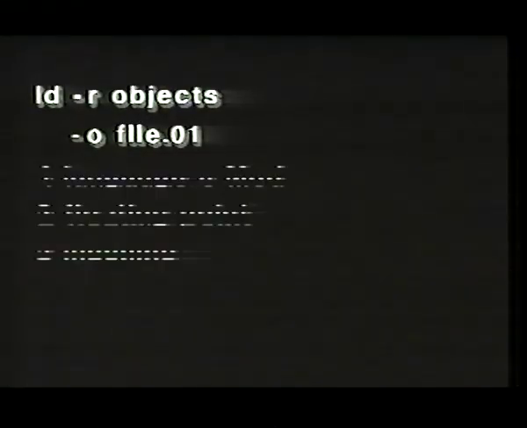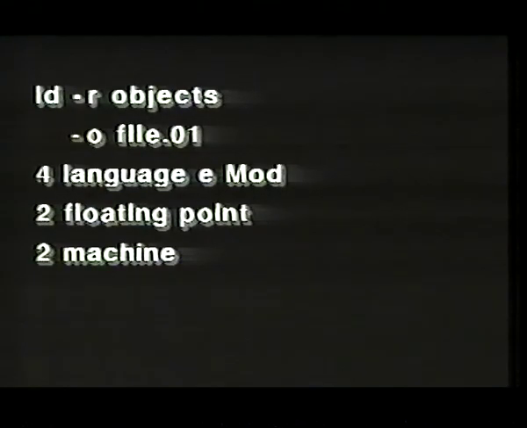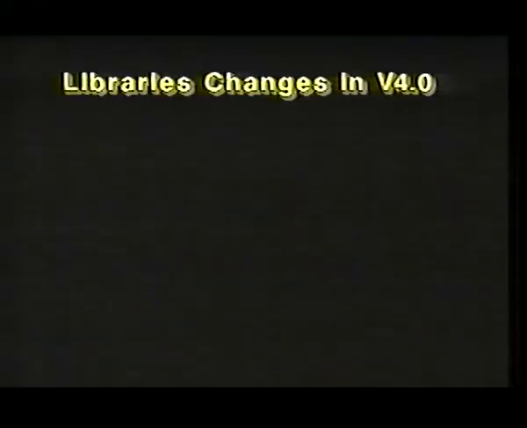Okay, there's four language modes, two floating point modes, IEEE and native, and two machines, C1 and C2. Between these, there's 16 combinations for the libraries. If we add debuggers and profilers, the combination adds up to 96 different ways of loading C programs. Valid ways of loading C programs, I should say. This will break some make files.